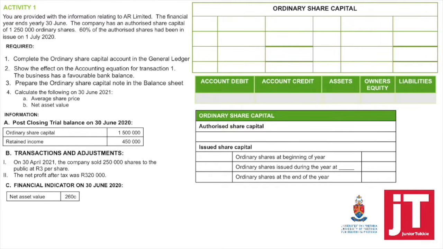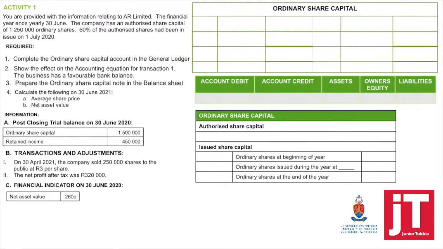So if I start with the information given, you are provided with the information relating to AR Limited. The financial year ends yearly, 30 June. The company has an authorized share capital, which means a maximum of 1,250,000 ordinary shares, and 60% of them were in issue on the 1st of July 2020. That is the beginning of the accounting period.